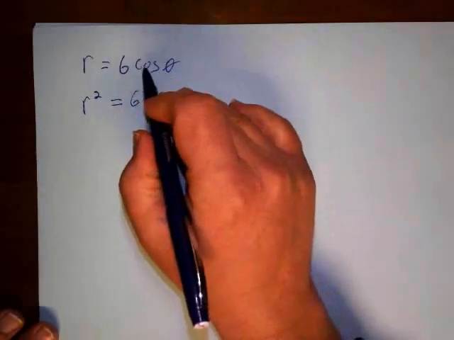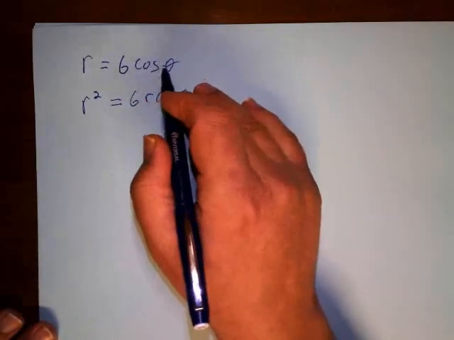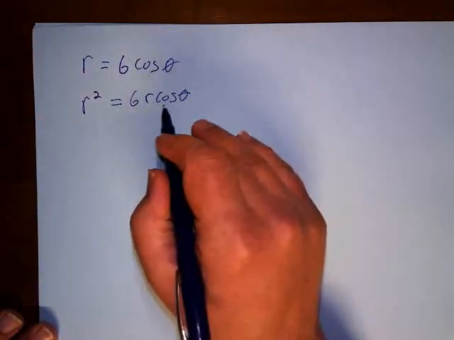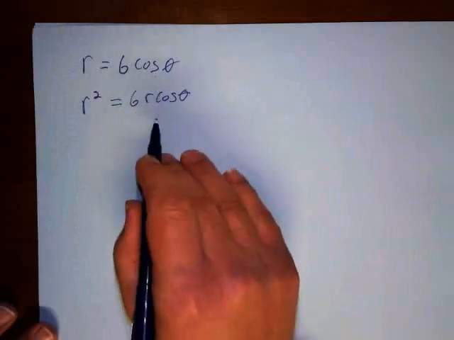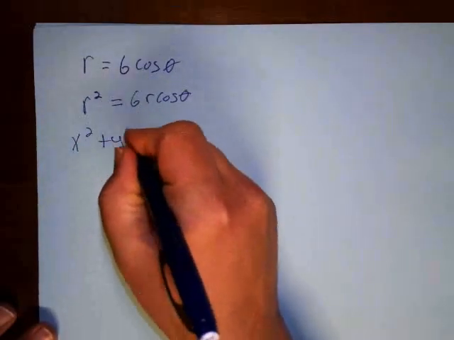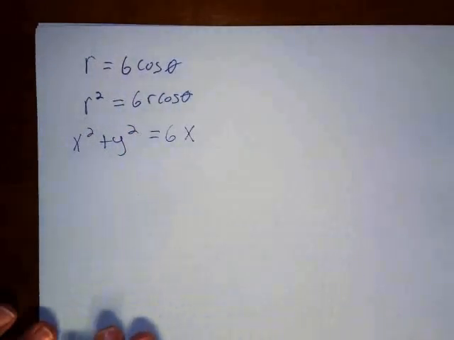To bring an x in, you have a cosine theta, you've got to get rid of that. You need an r there with it, so you can bring an x in in that case. So I'm going to multiply both sides by r. This becomes x squared plus y squared. And this just becomes 6x.